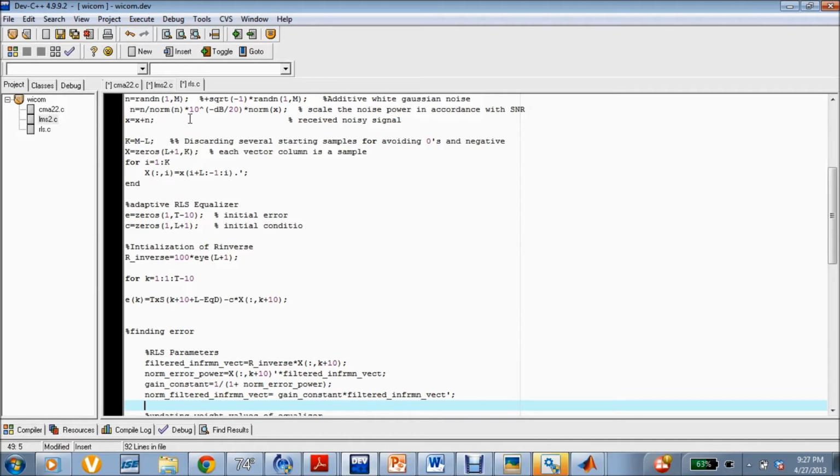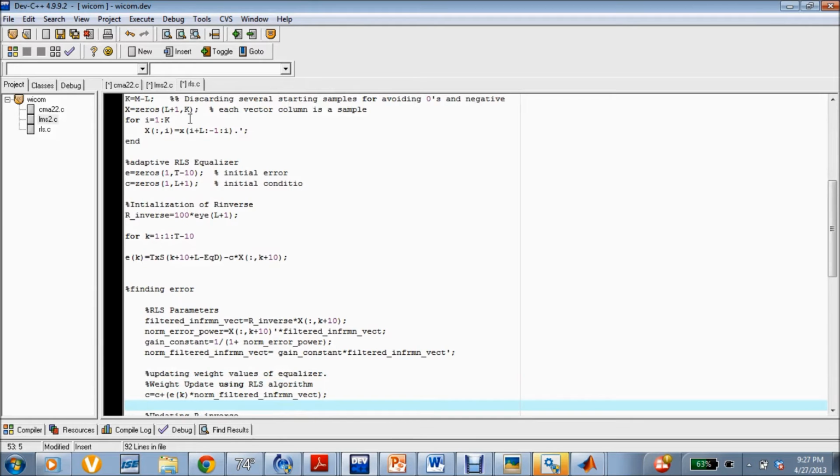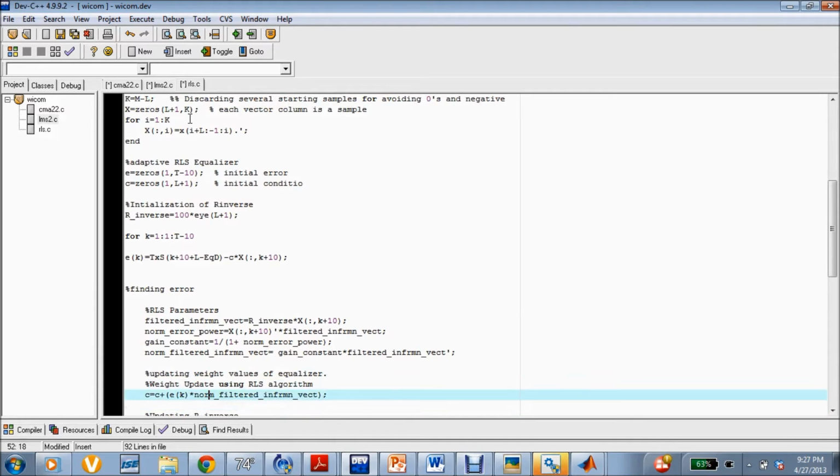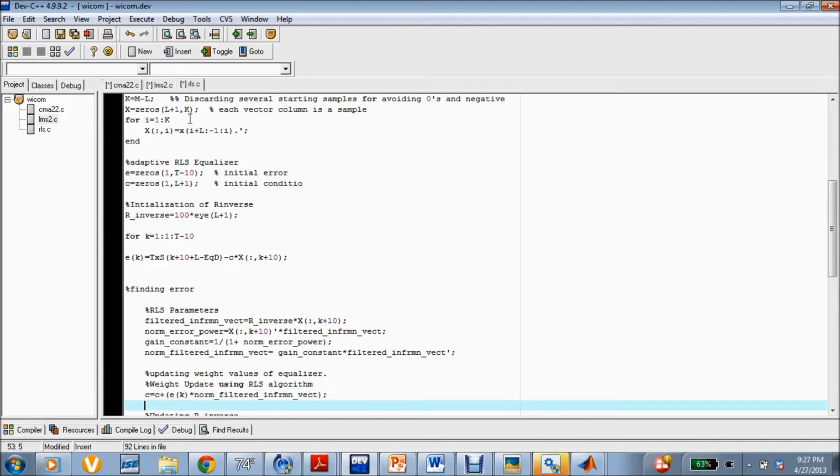And here the set of parameters are calculated at each interval. These parameters are described in the project code. That is, the R inverse is multiplied by the input vector, and these three processes are repeated to obtain the gain constant. And this gain constant is multiplied with the filtered input vector to obtain a value which is going to be multiplied with the error function to obtain the updated channel weight. So this value is multiplied here with the error function, and this is used for updating the channel weights.